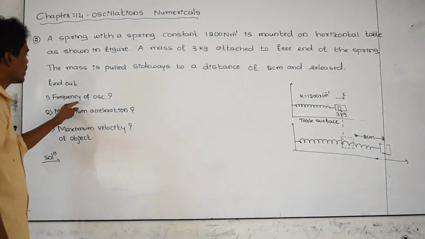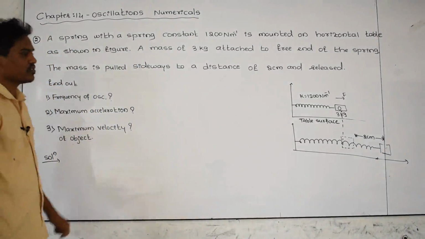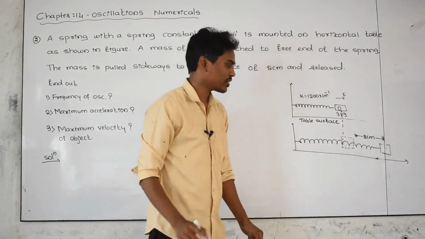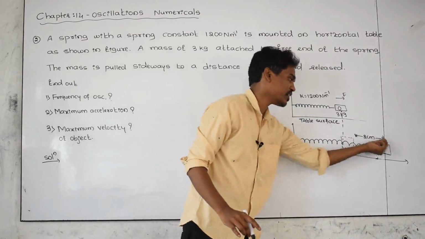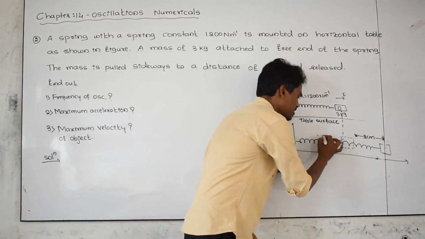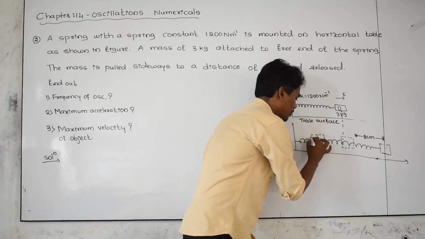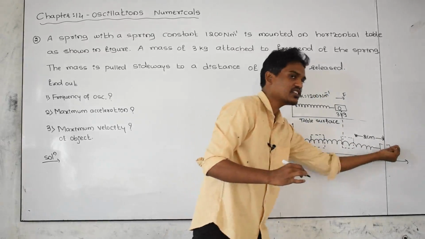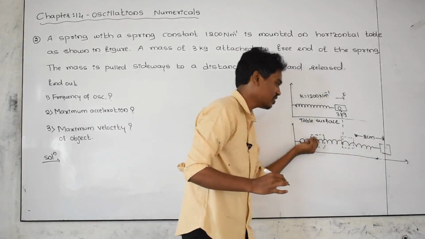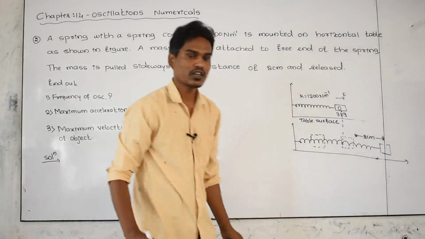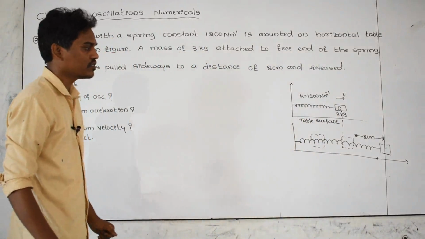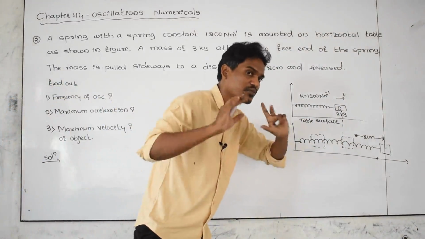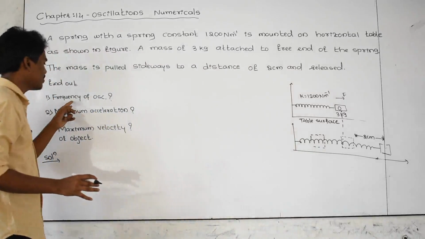And what you need to find out? Frequency of oscillation of this body. What is the frequency of oscillation? In 1 second of time, how many complete cycles is it making? After releasing, it is coming to this point. After releasing, the body moves to and fro. It is making oscillations like this. This is 1 cycle, this is 2 cycles, and so on. To complete in 1 second of time, how many complete cycles the object is making, that is called a frequency, you need to find out.